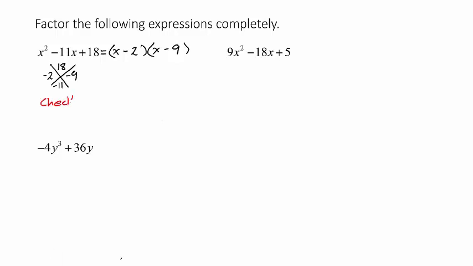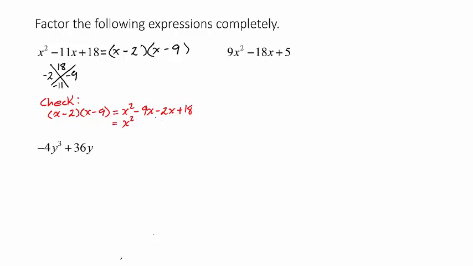Okay, so now to check this, x minus 2 times x minus 9, if we FOIL that back through, do we get what we started with? So x times x is x squared. For our outer, x times negative 9 is negative 9x. Negative 2 times x is minus 2x. And negative 2 times negative 9 is positive 18.